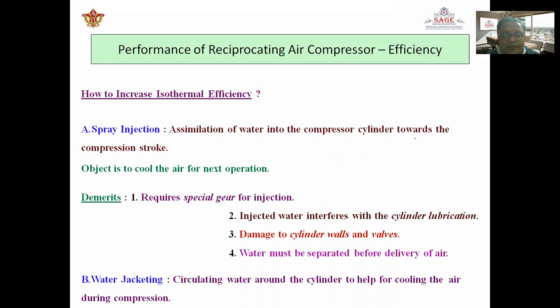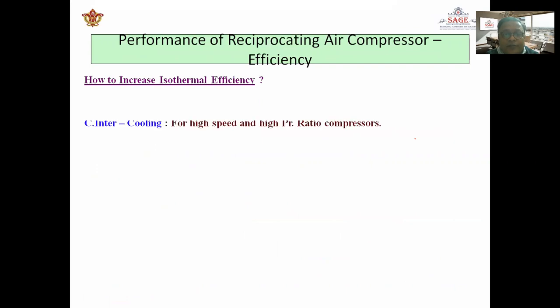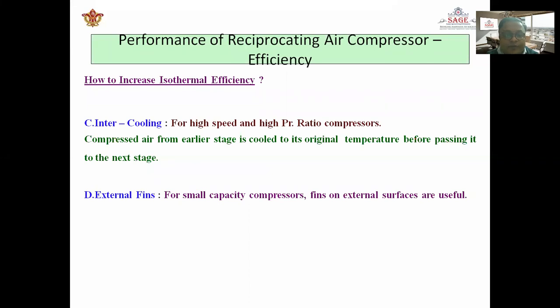So that's why water jacketing can be followed for the saving of the compressor, circulating water around the cylinder to help cool the air during the compression. How to increase thermal efficiency or isothermal efficiency? It can be done by the intercooling method for high speed and high pressure ratio compressors. Compressed air from the earlier stage is cooled to the original temperature before passing it to the next stage. External fins are used for small capacity compressors; the external surfaces are useful for cooling purposes.